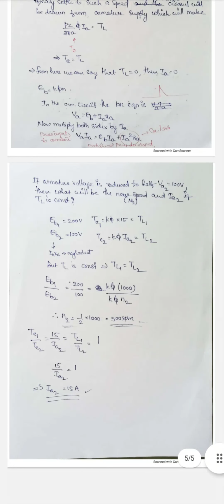Otherwise, from the concept also you can directly write it, because I have already told you the armature current will change only if there is a change in the load torque, if TL changes. In the question, it is clearly mentioned that TL is constant. TL doesn't change. Then whatever was Ia1 should be Ia2, because there is no change in the load torque. I think this topic became clear to you.